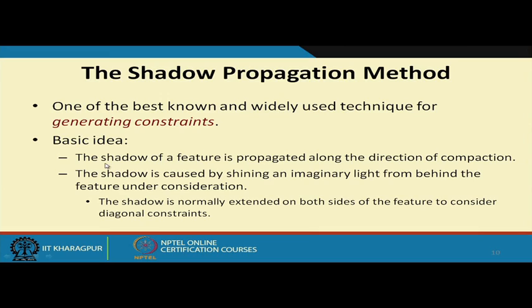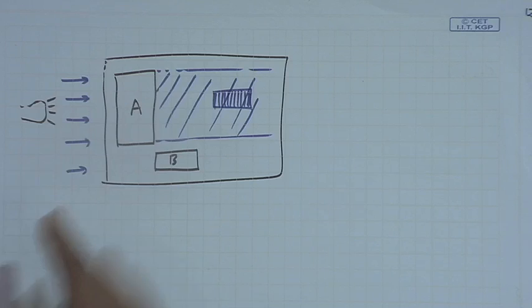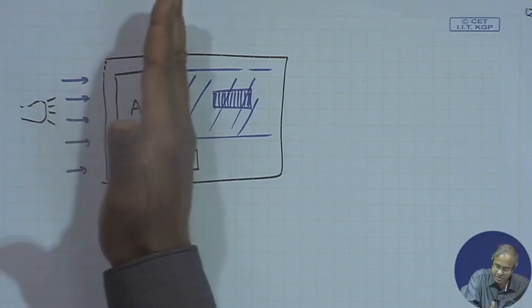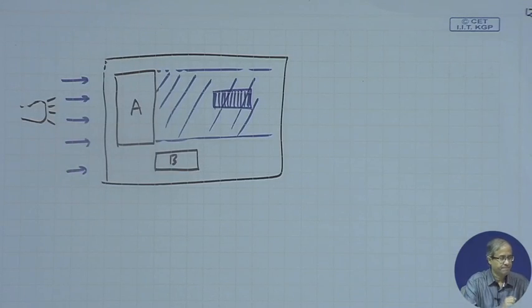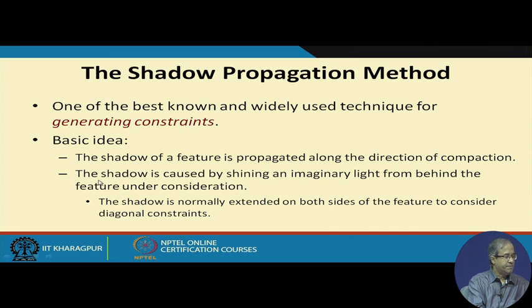So, the shadow of the feature is propagated along the direction of compaction. Here I am saying from left to right. The shadow which is generated is slowly propagated from left to right. And as I said, the shadow is caused by shining an imaginary light from behind the feature under consideration, and this shadow is extended to both sides of the feature, usually not on the right level.